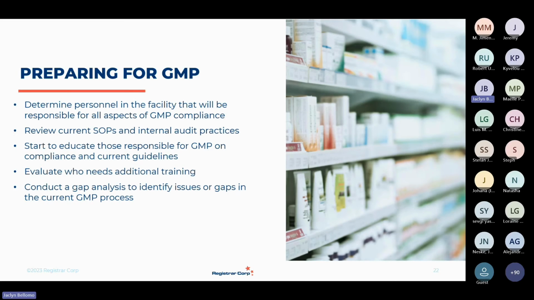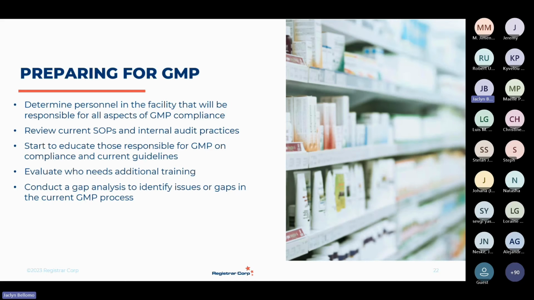Getting into preparing for GMP. First, we need to wait for FDA to issue GMP proposed rulemaking and that final rule to understand the full scope of GMPs, but there are steps to take right now to help prepare your team for GMPs. First and foremost is to determine the personnel in the facility that will be responsible for GMP compliance, maintaining SOPs, and handling audits.